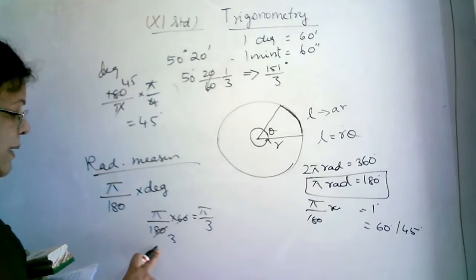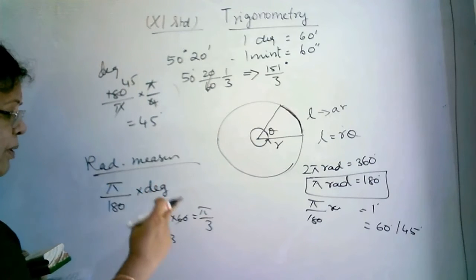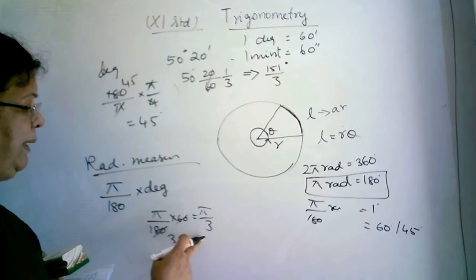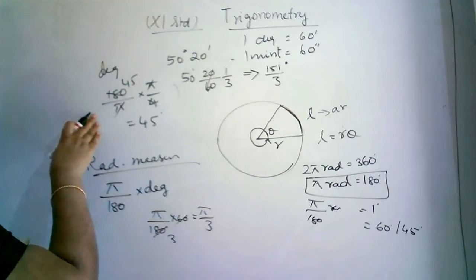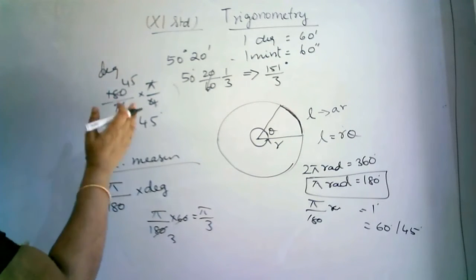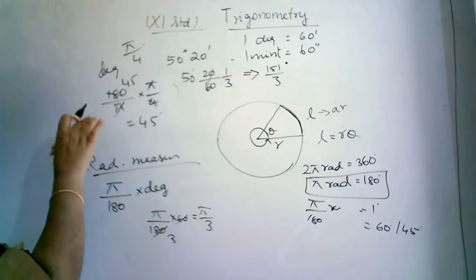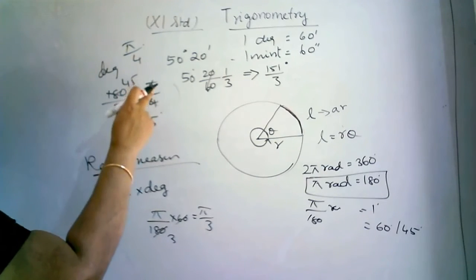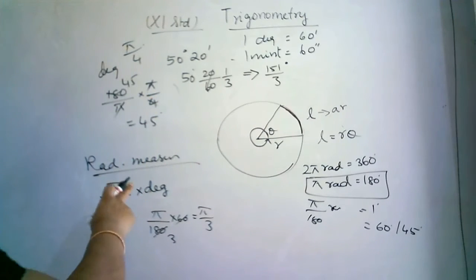For 60 degrees, when I want the radian measurement, we have pi by 180 into 60, which is pi by 3 radians. When I am asking for degree measurements, for example, I have pi by 4 as the radian and want it in degrees, then 180 by pi into that radian measurement gives you the degrees. One more example for radian measurements.